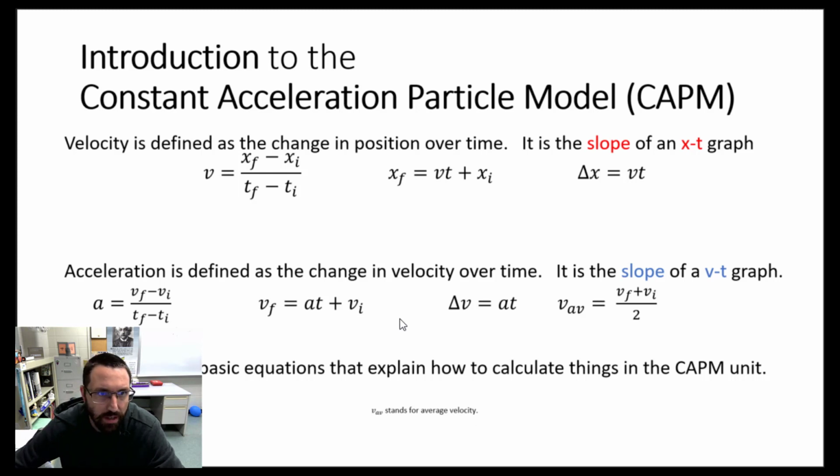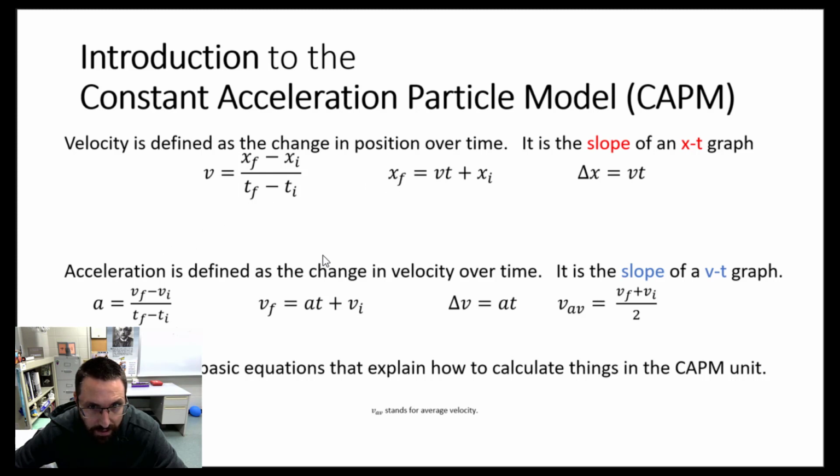So this video is a quick introduction to the constant acceleration particle model. It basically takes the stuff that we did with constant velocity and extends it the next step. So velocity is the slope of a position time graph. And so we get the velocity is the change in x divided by the change in time. These three equations are all the exact same.